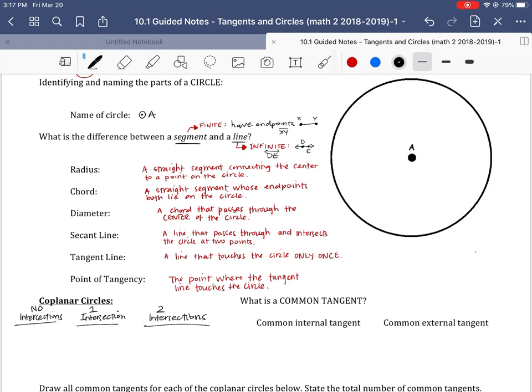Okay, so let's talk about these parts of the circle. Some of them should be familiar. Others may not be. Again, let's just make sure that our notation is correct. First of all, the radius. The radius, again, this is a straight segment connecting the center to any point on the circle. So a radius starts at the middle and it radiates out to the circle. So that right there would be a radius.